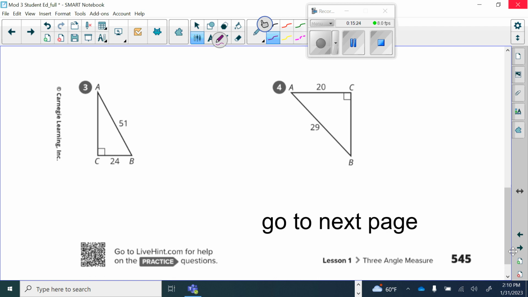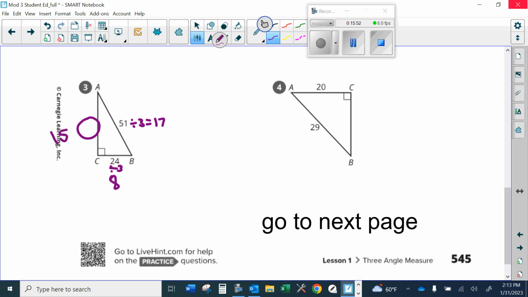Okay, so we have to first find this side. So you're going to use the Pythagorean theorem unless you know your Pythagorean triples. For those that want to learn a shortcut on how to figure out your Pythagorean triples, I look for the GCF here, which is 3. I divide each of these by 3, and I get 8, and divide by 3, and I get 17. And then a Pythagorean triple is 8, 15, 17.